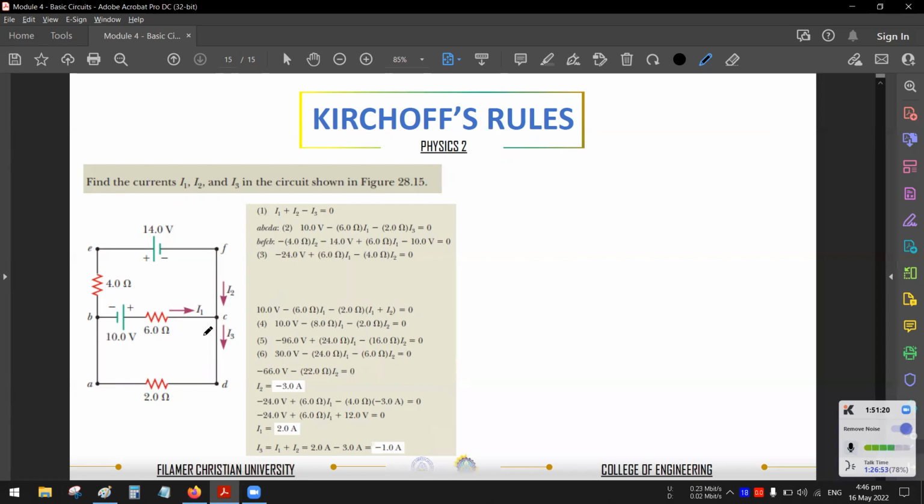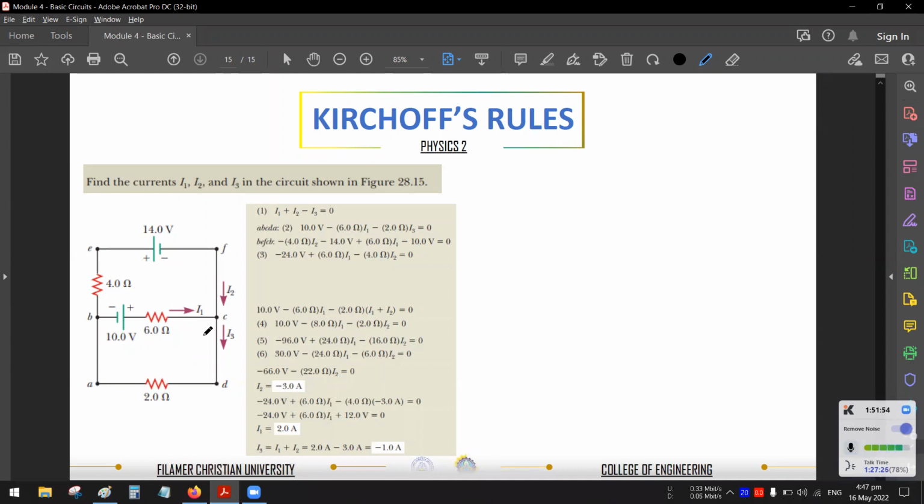So we cannot simplify the circuit by the rules associated with combining resistance in series and parallel. So therefore, this kind of problem, we must use Kirchhoff's rules. Okay, so we will use the KVL or KCL. Okay, so in this case, we will use the KCL. Kasi yung hinahanap dito is yung current. Current ng tatlong points na to.